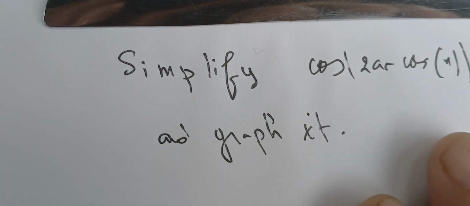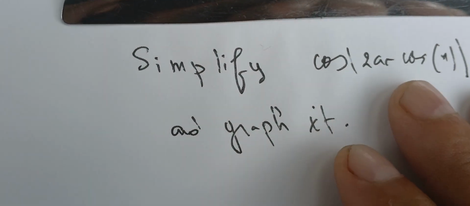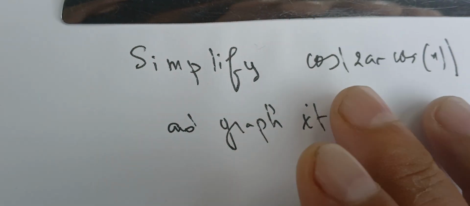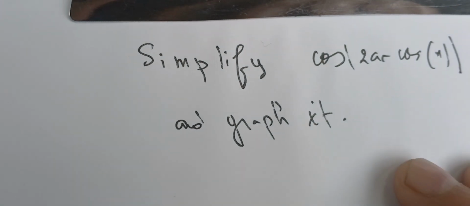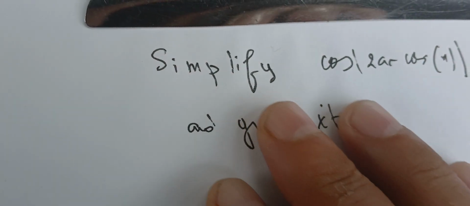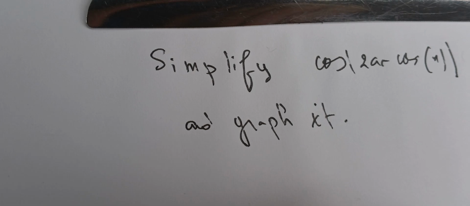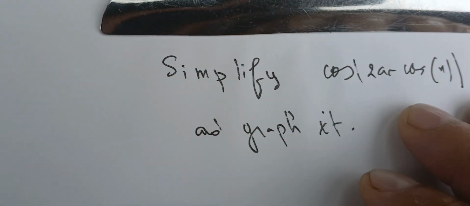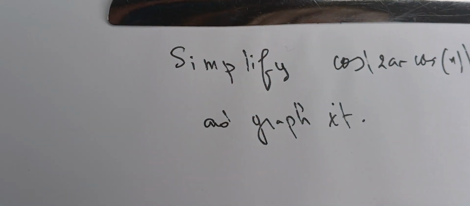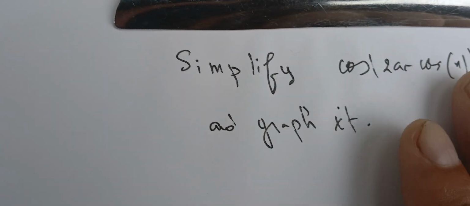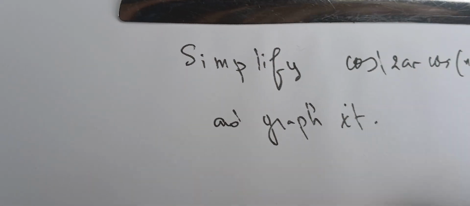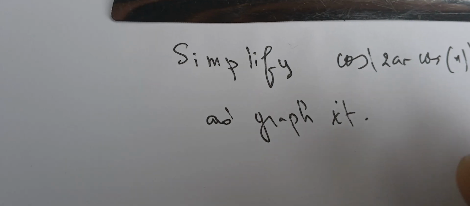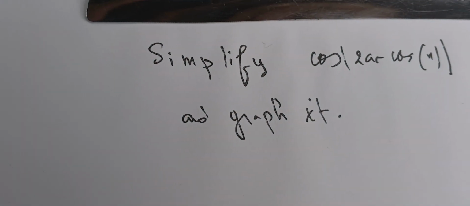In this problem, we're going to try to simplify this composite function, cosine of arc cosine of x, and we're going to graph it. This is a simple function if we know the inverse functions of the cosine and the arc cosine, the tangent and the arctangent, and the sine and the arcsine. And we know their domains of definition.